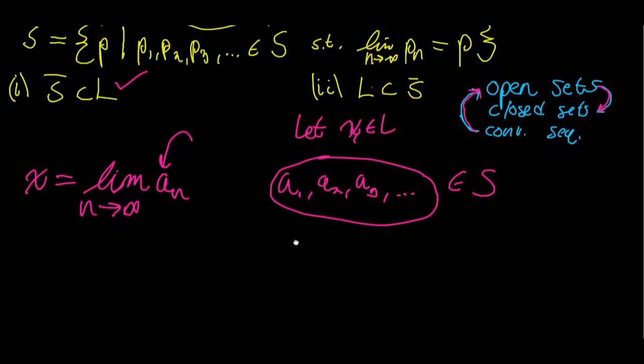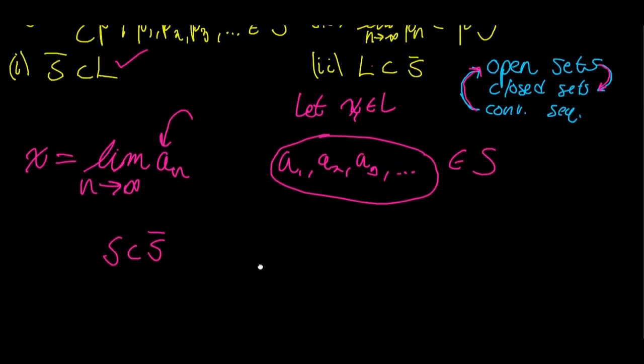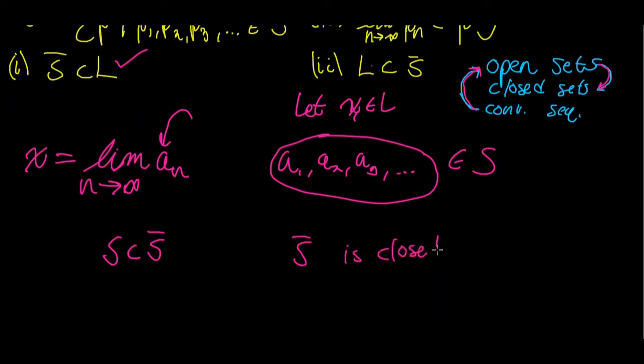Now, let's note down something. S is a subset of the closure of S, no matter what. In any case, S will always be a subset of the closure of S. And moreover, I've talked in a previous video about how the closure of S is closed. It might seem trivial, but it's not too trivial. But the closure of S is closed. So check out what we can do here.